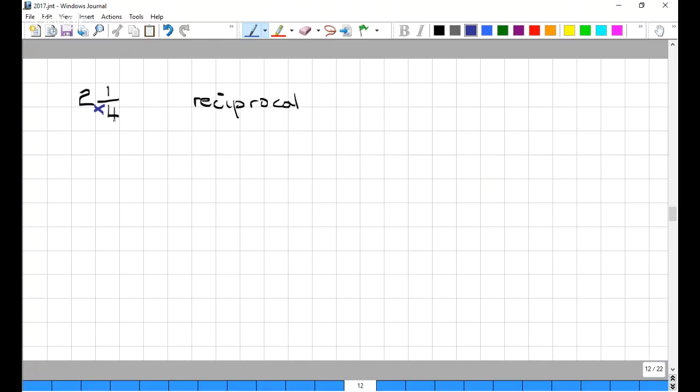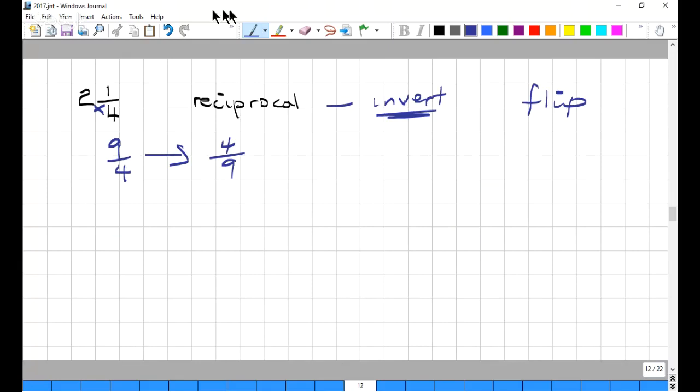Okay, so 2 times 4 would give me 8, and 8 and 1 would give me what? 9. 9 over 4. And if I want to find the reciprocal, I need to do what? Invert. What invert means? To turn upside down, or we use another word, flip. Okay. So Akeem, 9 over 4, when I flip that, what do I get? 4/9. Okay.